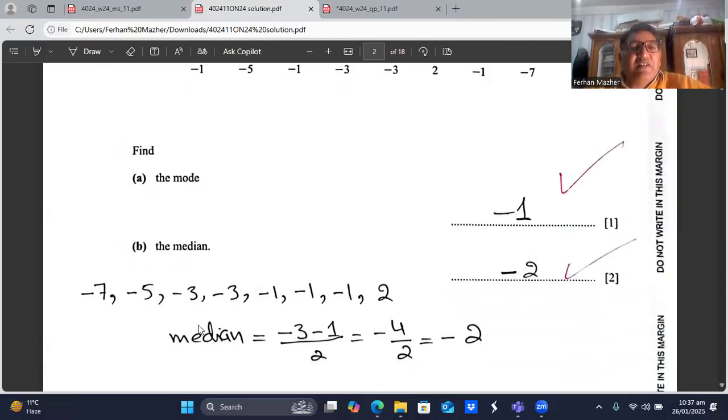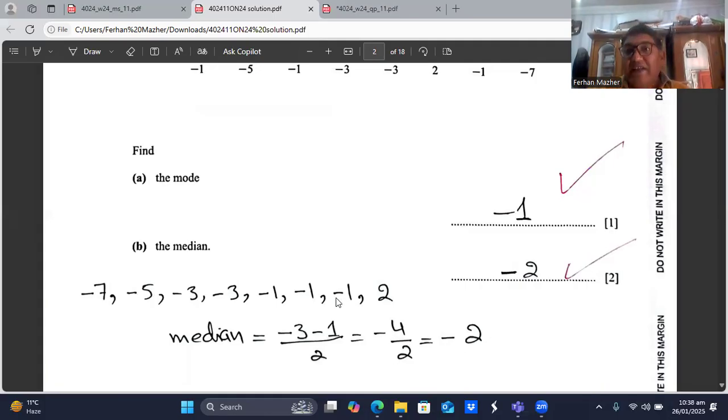Then the median will be the number in the center, because these are 1, 2, 3, 4, 5, 6, 7 and 8, 8 numbers. So in the center, we will have 2 numbers. In the center, we will have basically -3 and -1. So I will add them up, and I will divide their sum by 2. That will be my median. So -3 plus -1, divided by 2. So this will be -4 divided by 2, and that is -2.